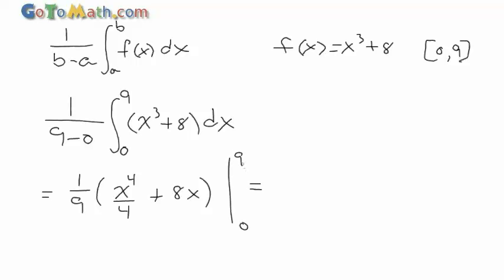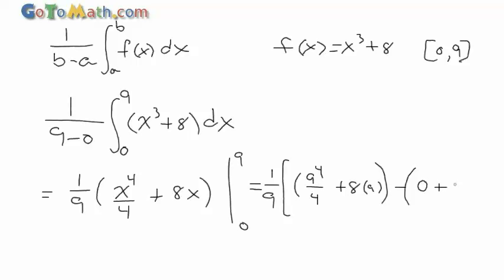So we go ahead and plug everything in. I'm going to start a bracket here because I'm going to put all this stuff inside. We have 9 to the 4th over 4 plus 8 times 9, close parentheses, minus, open parentheses. Always start parentheses, especially when you've got a minus sign. I tend to say that over and over again. Well, 0 to the 4th over 4 is 0, and 8 times 0 is 0 also, so we'll just do that.